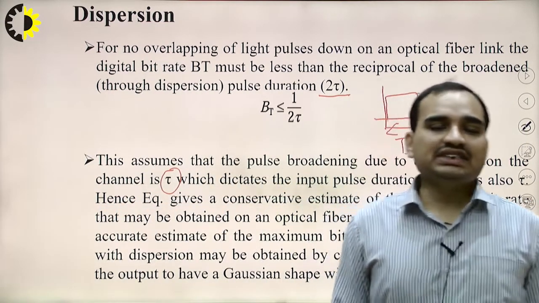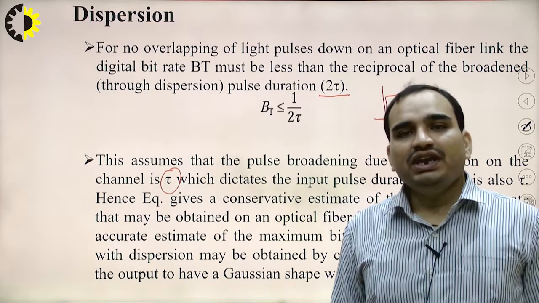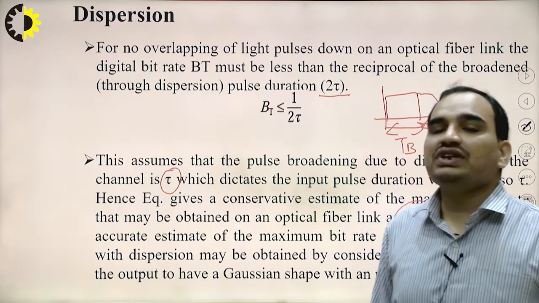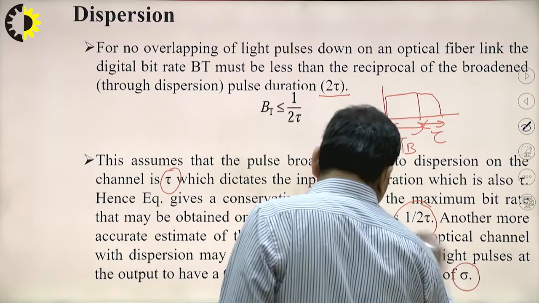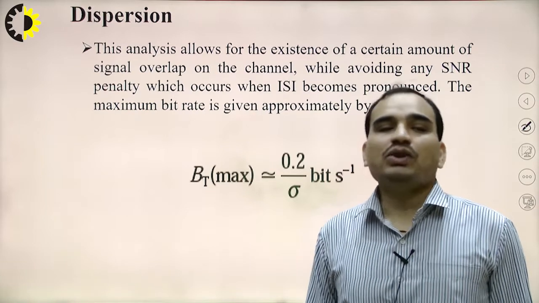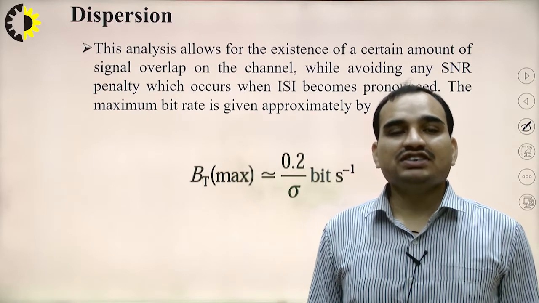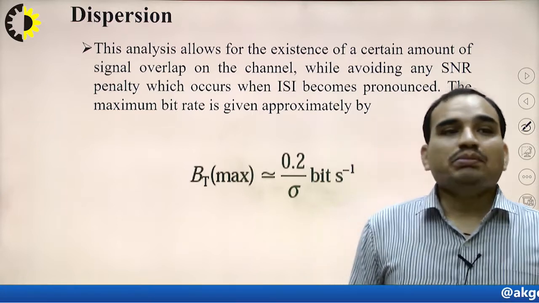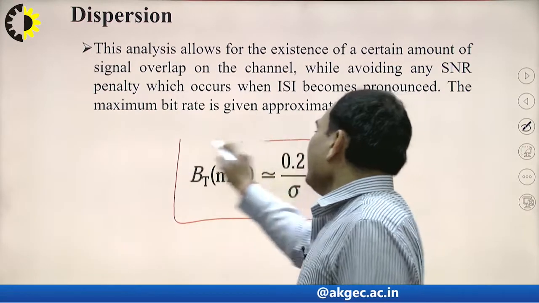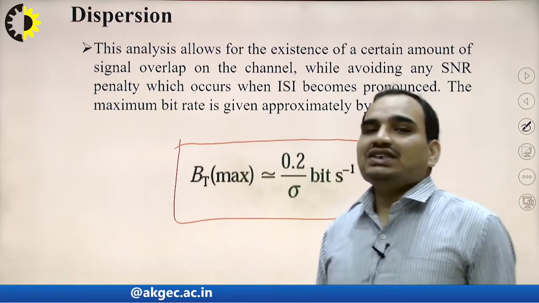Another more accurate estimate of the maximum bit rate for an optical channel with dispersion may be obtained by considering the light pulses at the output to have a Gaussian shape with an RMS width of tau. This analysis follows the existence of a certain amount of signal overlap on the channel while avoiding any SNR penalty which occurs when ISI becomes pronounced, and the maximum bit rate, that is BT, is given approximately as 0.2 by sigma, in units of bits per second.